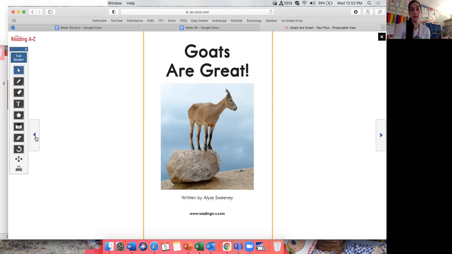Good. So let's go through the text again. And this time we're just going to quickly go through it and we're going to decide, is this important? Do I really need to know? Is this going to help me learn more about goats? Or is this just a cool fun fact? Let's begin to find our facts.